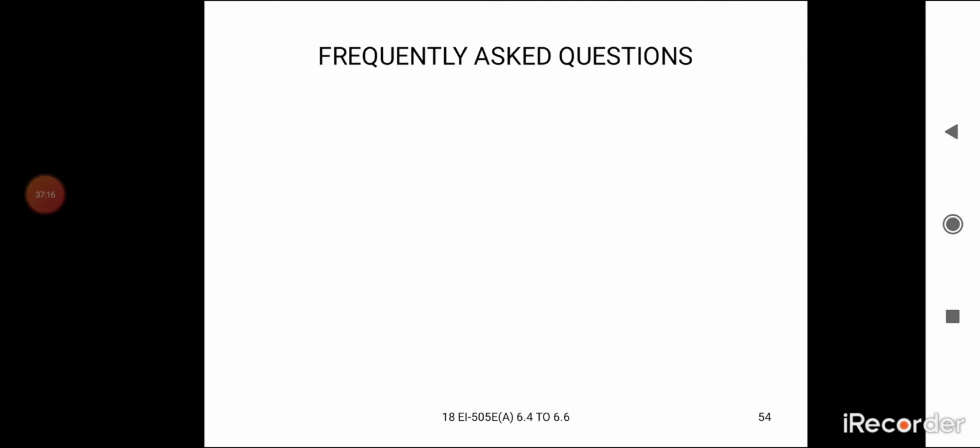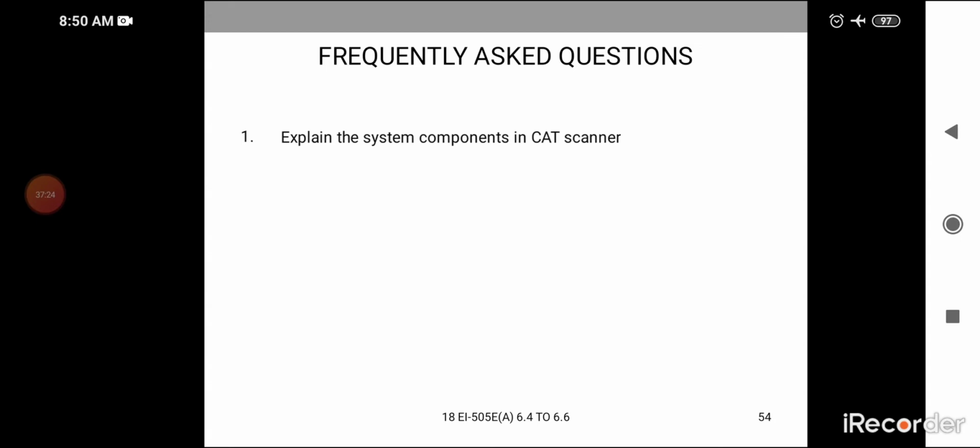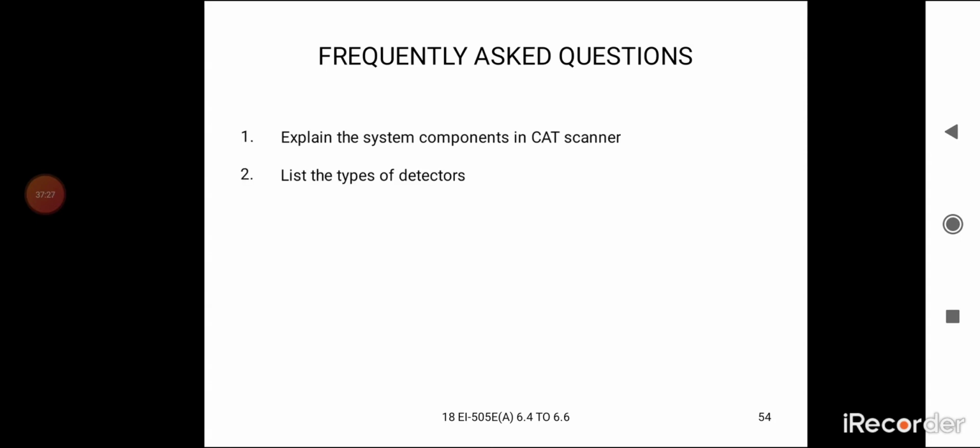Frequently asked questions. 1. Explain the system components in a CAT scanner. 2. List the types of detectors. Quiz. Applications.